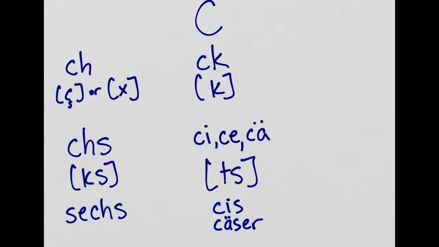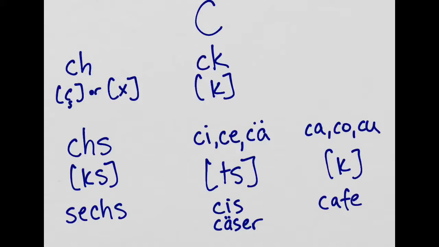And then the other half are going to be the other letters you expect, CA, CO, CU, which will be the hard K sound, words like cafe.